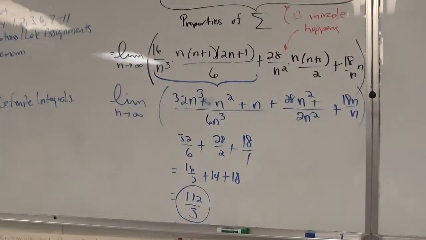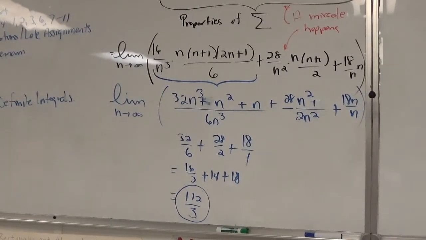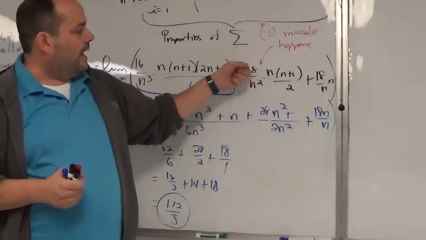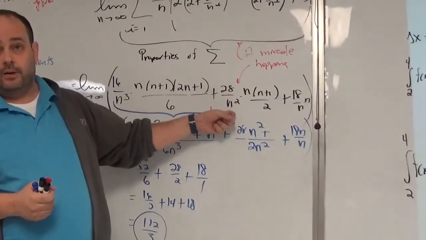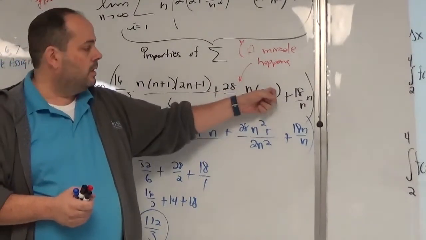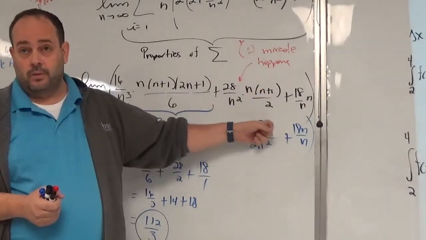Jackie. After the black part of the equation, the black part, yep. 28 over n squared. Look on the bottom. Square times n parentheses n and then plus what? n plus 1 over 2.